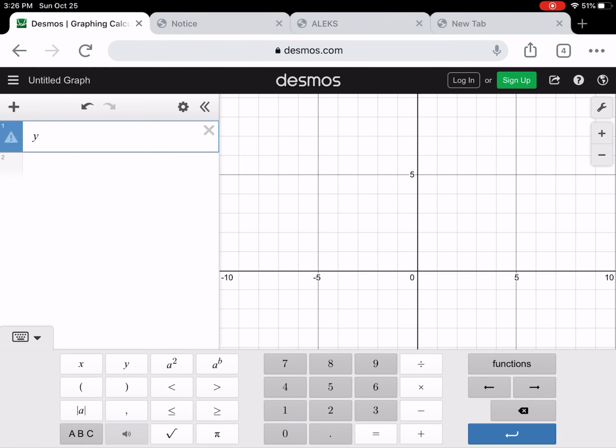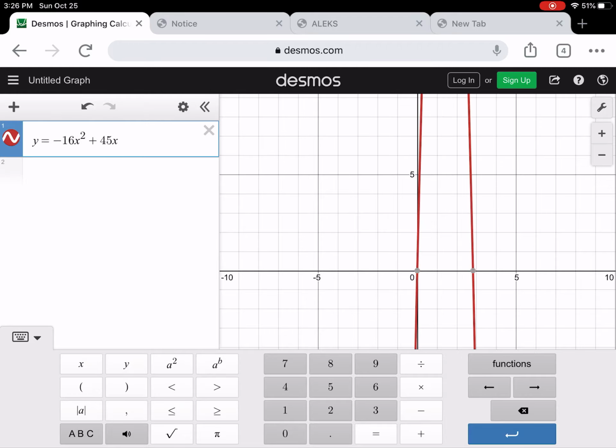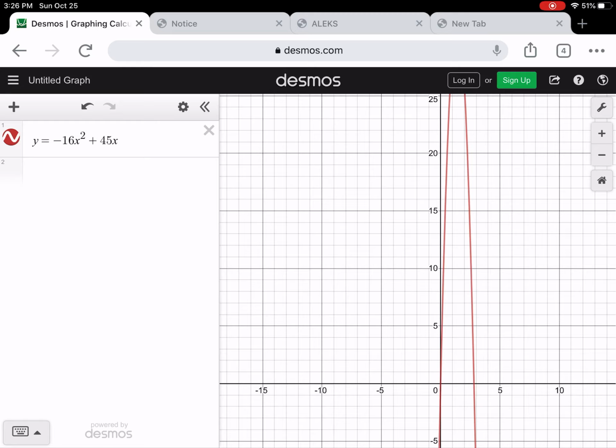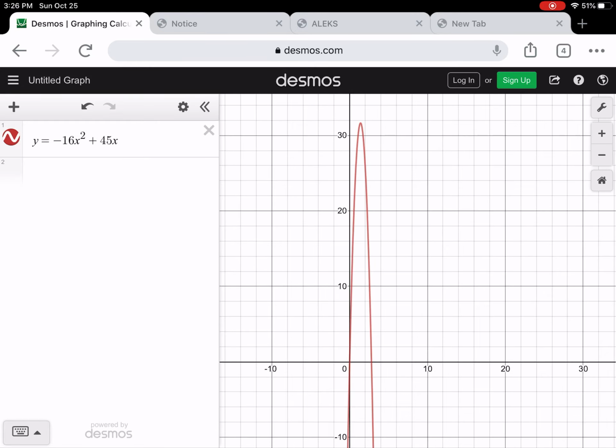and I'm going to put in y equals negative 16x squared plus 45x. There we go. Okay, now we have to think about the part of the graph that matters.